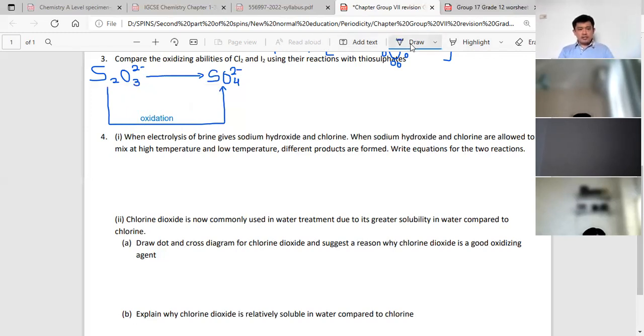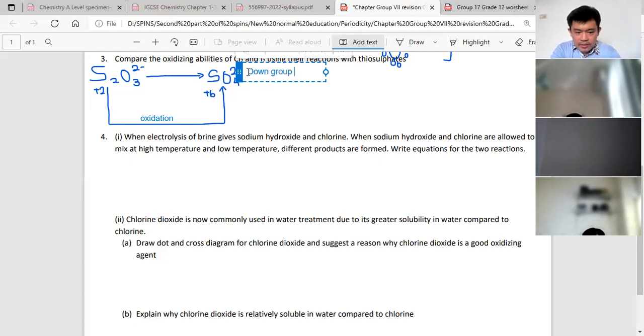The oxidation state of sulfur in thiosulfate is positive 2, so negative 6 plus 4, so plus 4 is positive 2. And then for the SO4, the oxidation state of sulfur in sulfate is negative 8 plus 6. Okay, so that is oxidation. Now, how about the abilities?